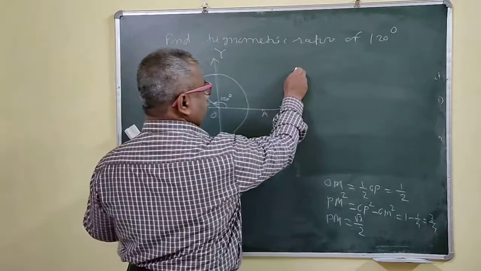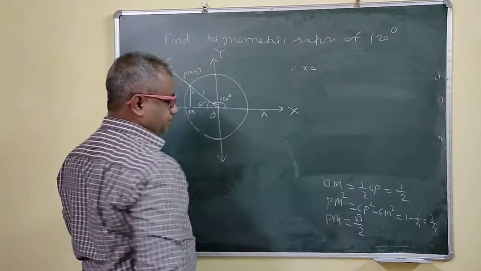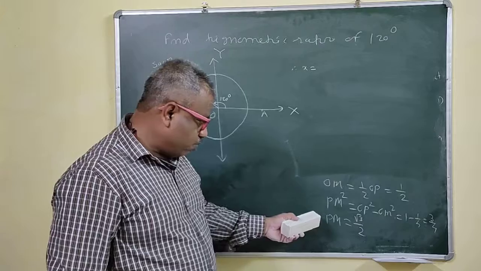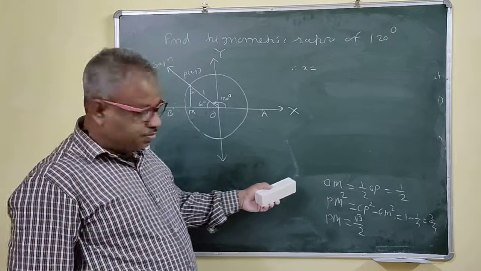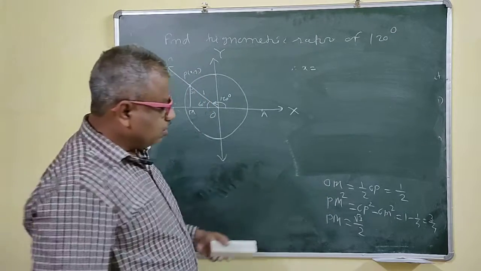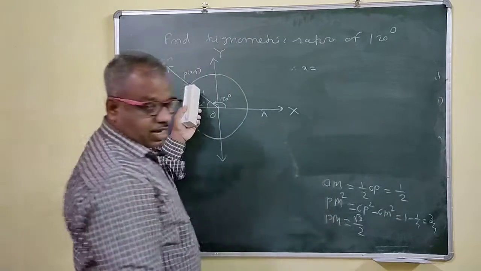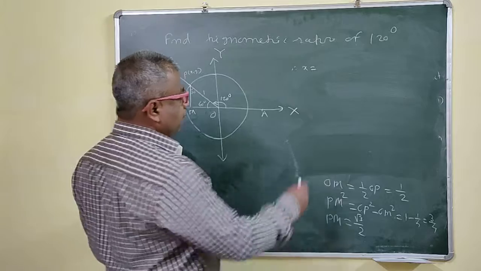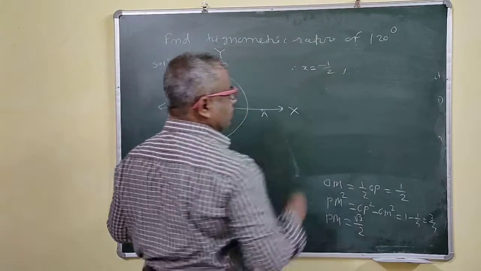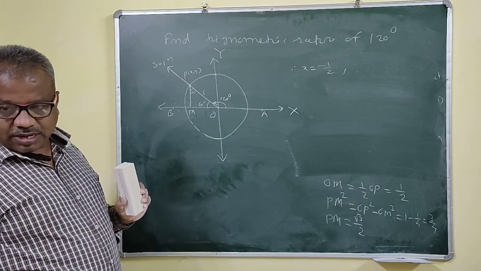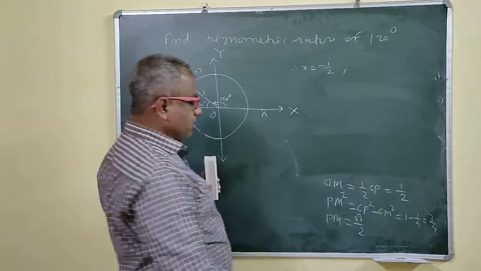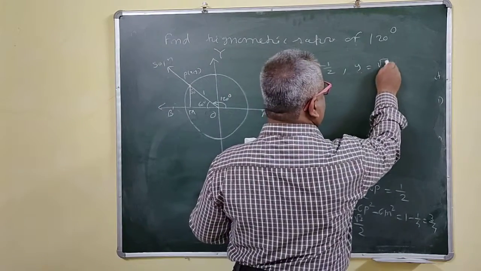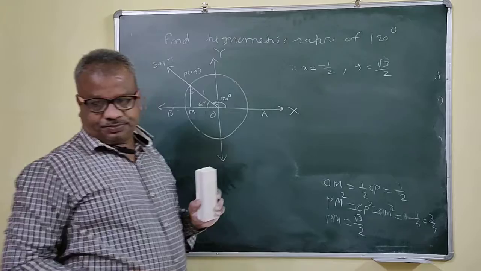So therefore x is equal to what we get? OM is minus x actually, right? Here you are in the second quadrant, you have to take the value of x as negative. So your x is -1/2. You are in the second quadrant. And y is √3/2. Right?